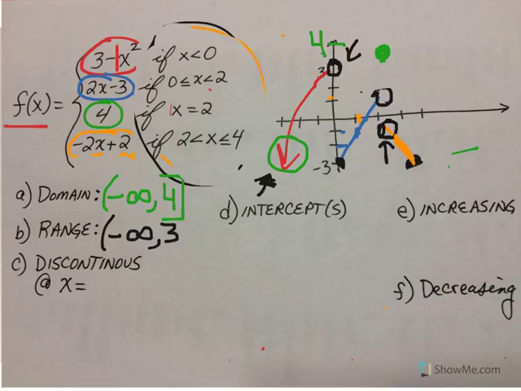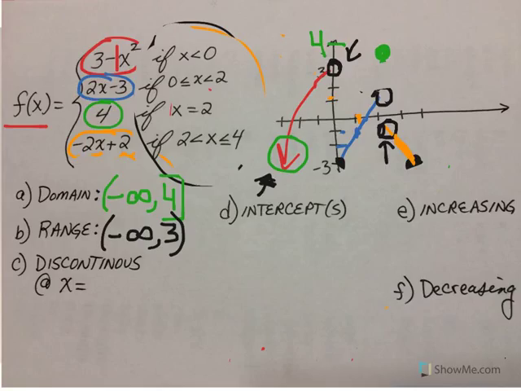And notice it's an open dot there, so I put a parenthesis there. And if you don't know how to write interval notation like this, see how I write these brackets and parentheses and negative infinity? There's another video called interval notation. You're going to have to go back and watch that. So I'm assuming you know how to write in interval notation.